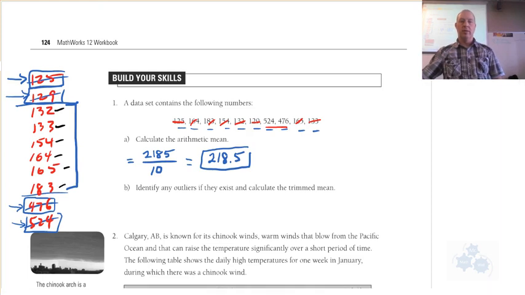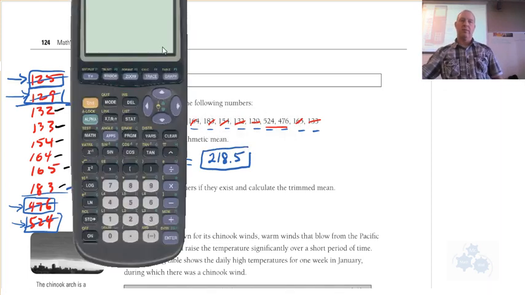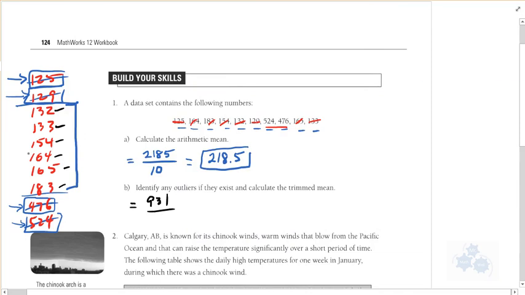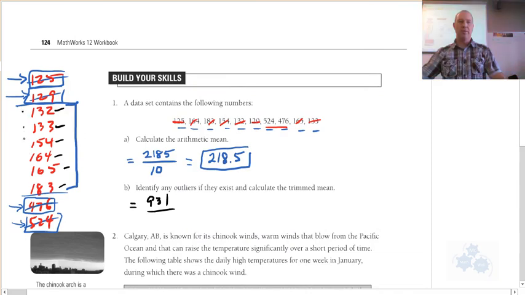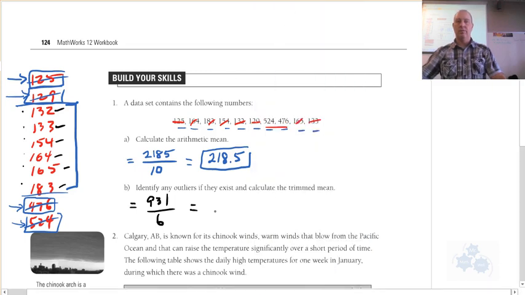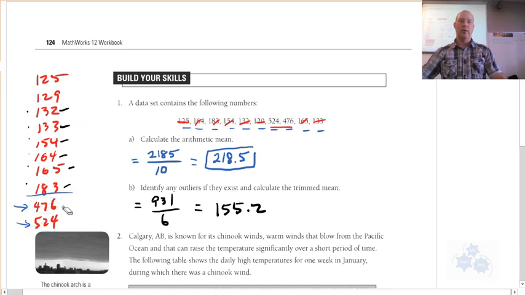So now we add up these numbers. Okay, so let's do that. Well, I'll do that here, and I'll spare you that. So you add those numbers up, and you get 931, and you divide by 1, 2, 3, 4, 5, 6. So now we divide by 6. So let's see. What do we get? 155 point, let's say 2. 155.2.